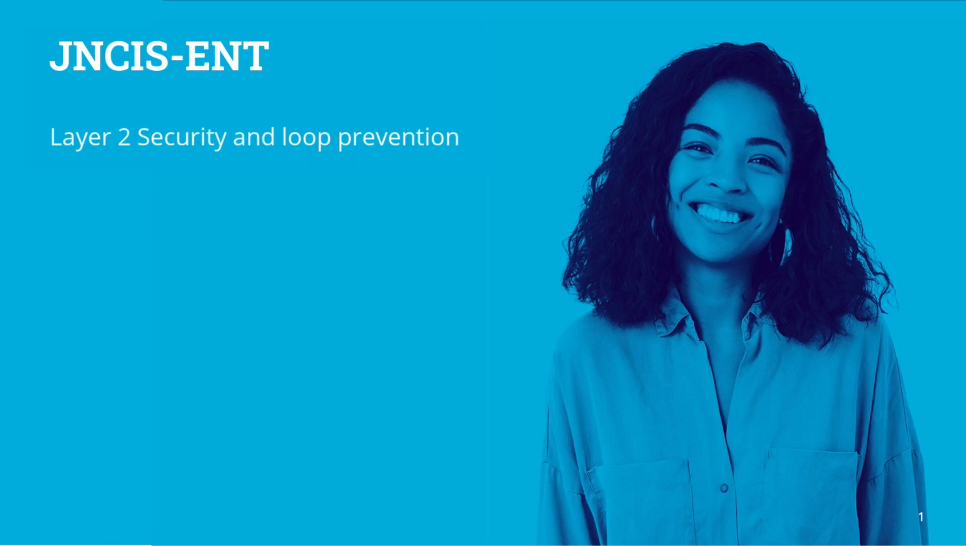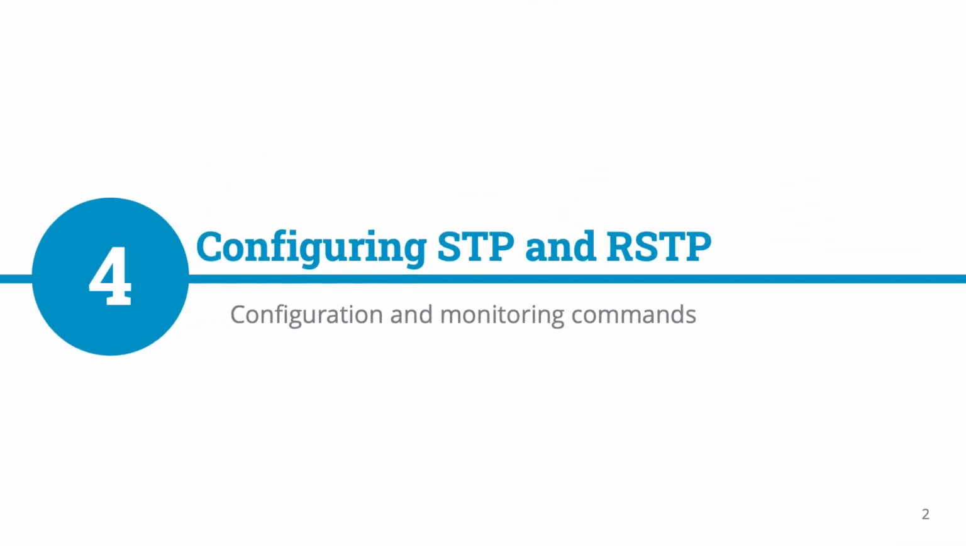In this section of the course, we're reviewing Layer 2 security and loop prevention. In this lesson, we'll be covering the configuration of STP and RSTP on Junos devices. In the previous two lessons, we've taken a deep dive into the theory, operations, and technical details of STP and RSTP. In this lesson, though, we'll be going over how to configure these protocols on Junos devices and how to monitor the protocol state once it's deployed.